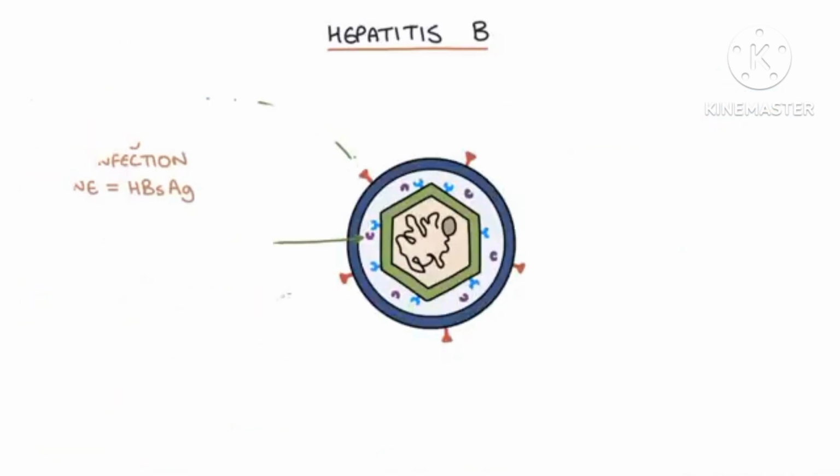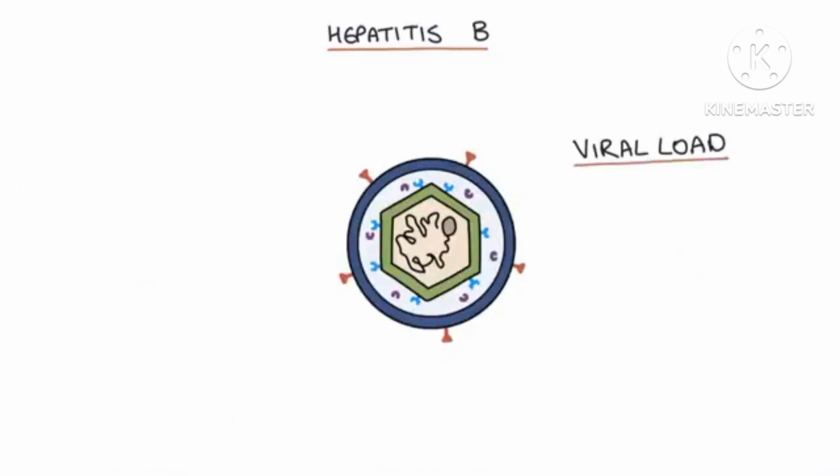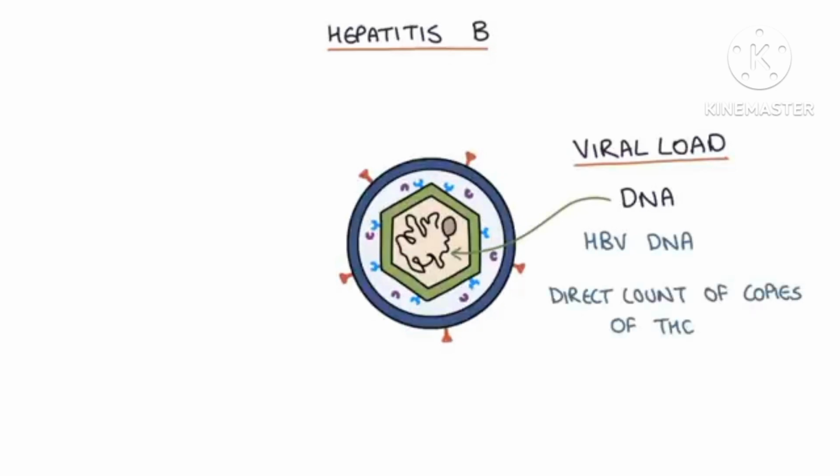The final thing to note is that there's a definitive test for the viral load of hepatitis B, and this is where you test for the hepatitis B DNA directly, and this can be abbreviated to Hep B virus DNA. And this will give a direct count of the number of viral copies in the bloodstream, and this number is often referred to as the viral load.